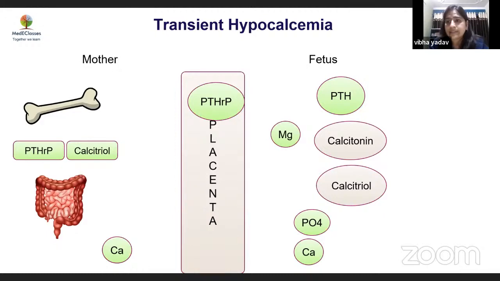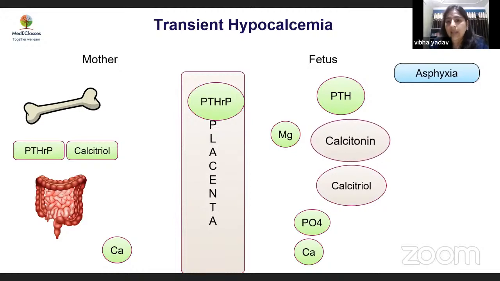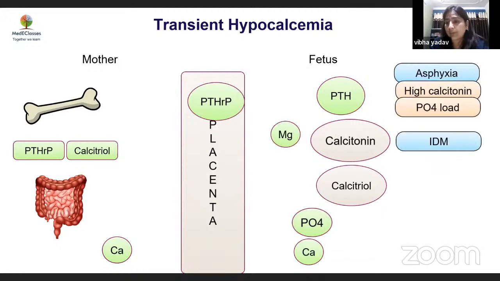It can occur in the setting of birth asphyxia, which could cause high calcitonin level and high phosphorus level. Another cause, it can be seen in the setting of infant of diabetic mother, where there is a low magnesium level and there is an impaired PTH axis.